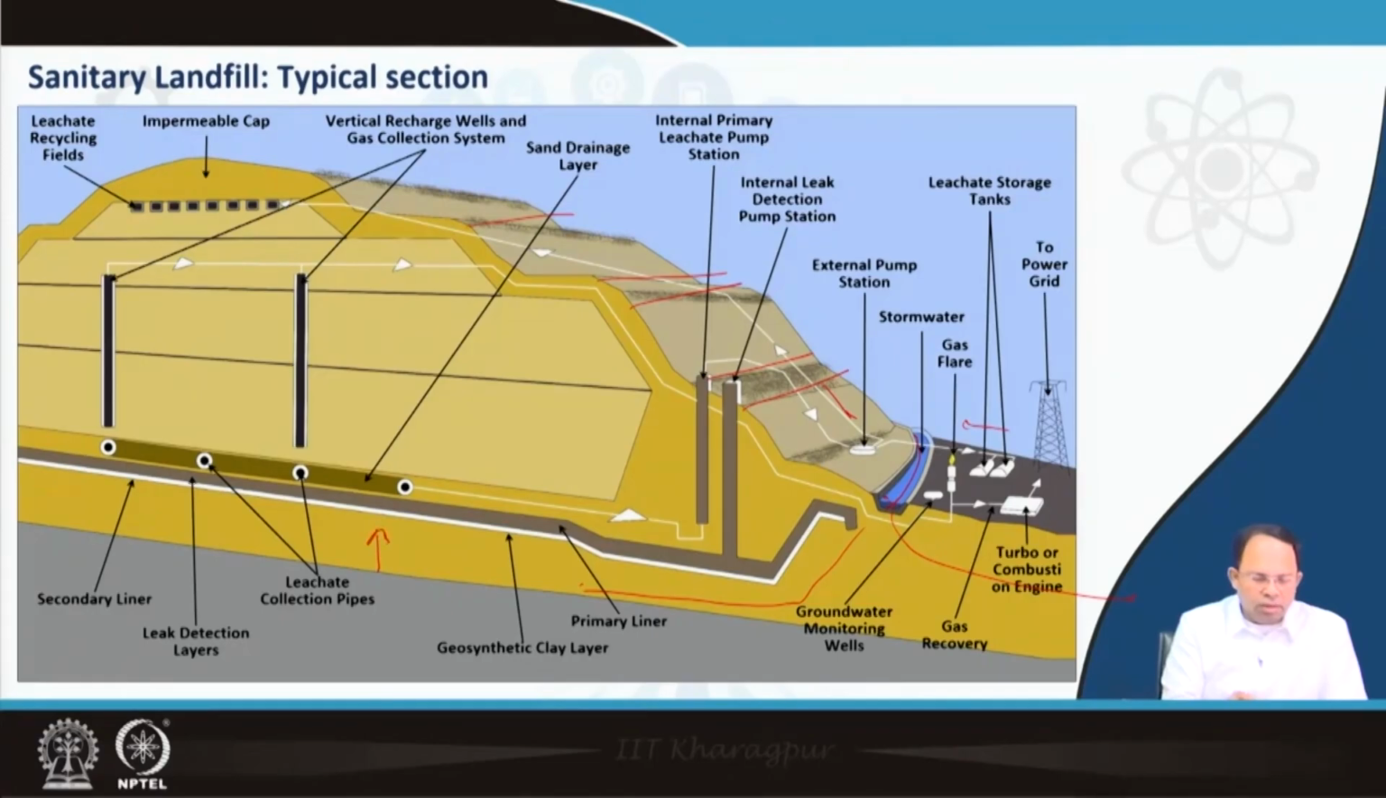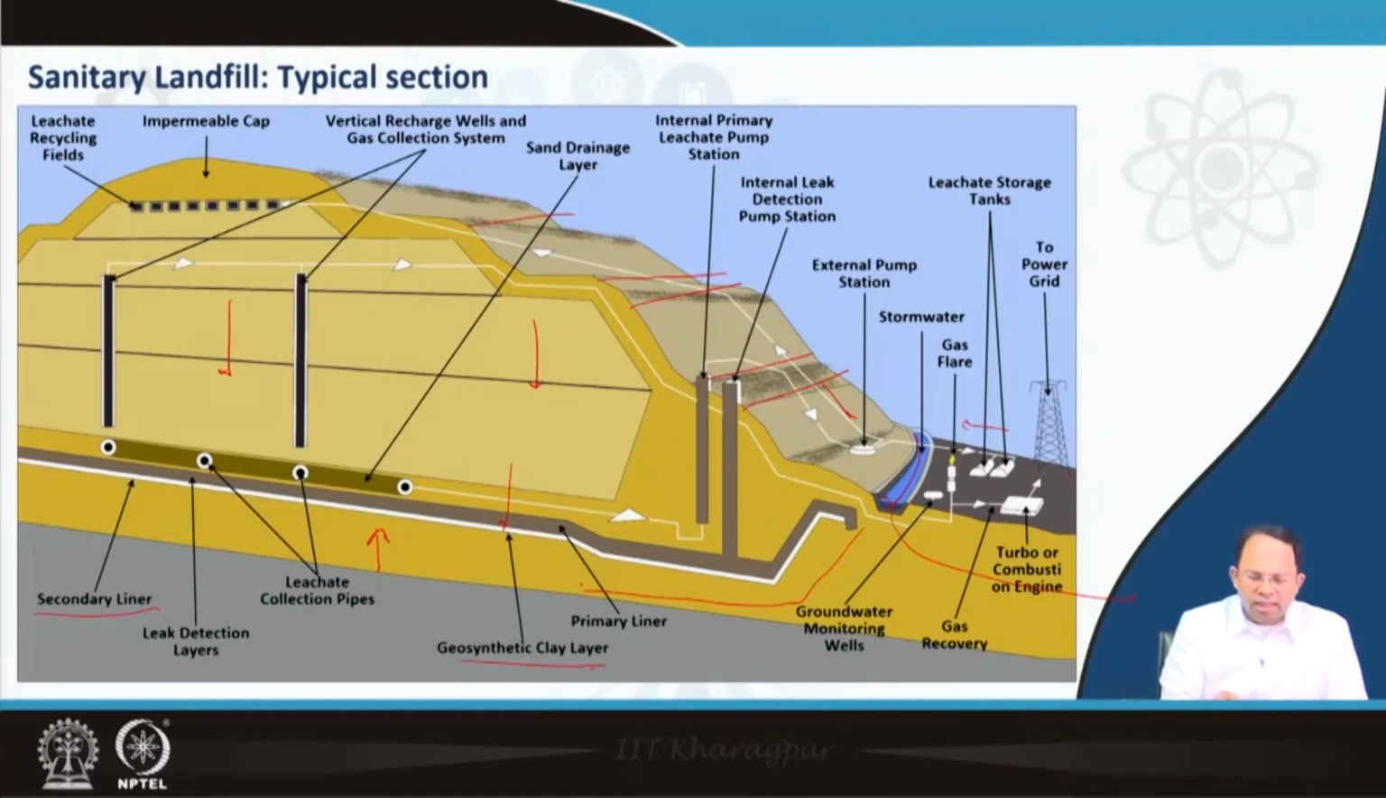So this is the mineral liner or the soil liner. Above it, we can have certain other layers: a secondary liner, then geosynthetic clay liners, which we will discuss later. So these are systems which prevent leachate from going downwards, because leachate is generated and it starts moving downwards.